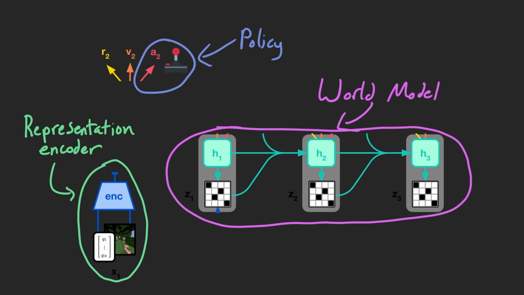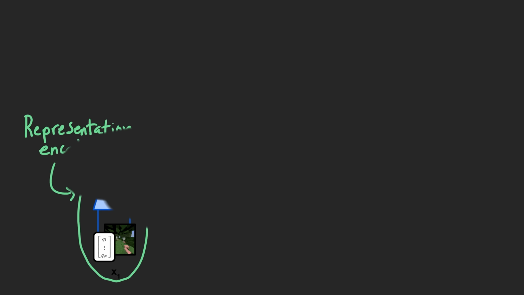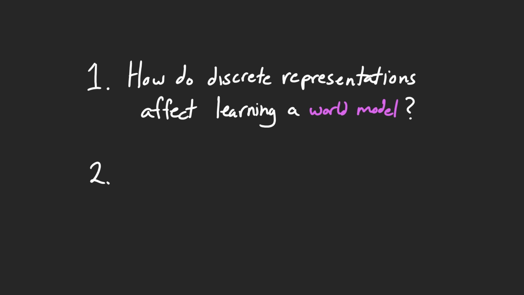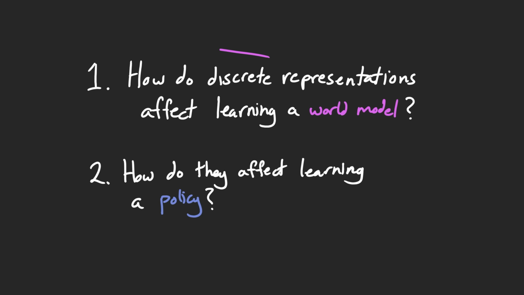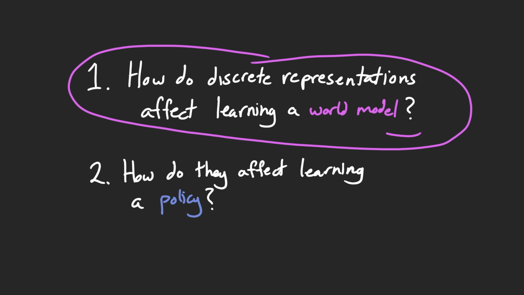If we apply the question we had just a moment ago to these two separate areas, we get questions we can actually start to explore. First, how do discrete representations affect learning a world model? And then, how do they affect learning a policy? Let's start with the first question and look at world models.